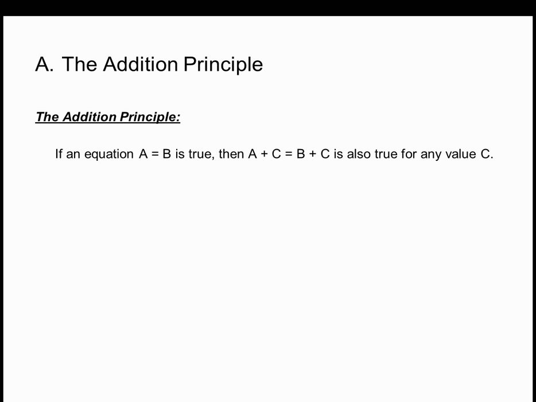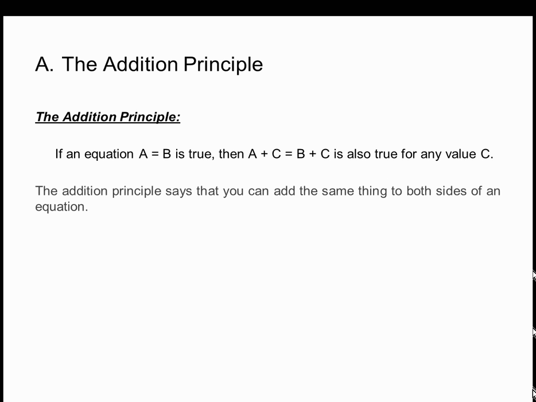The addition principle states if a equals b is true, then a plus c equals b plus c is also true for any value c. Basically, you're allowed to add the same thing to both sides of the equation. That's all it's saying. You can add the same thing to both sides of the equation. Oftentimes in algebra, you'll wonder, am I allowed to do this? And the answer is, if you do it to both sides, yes, you can. The real question is, is what you're doing useful?